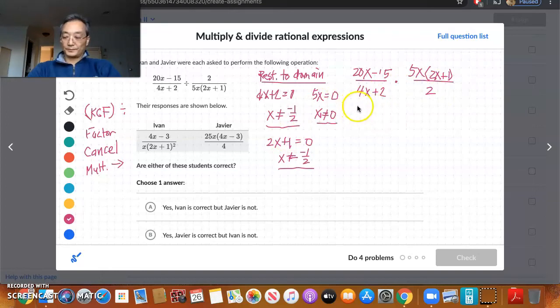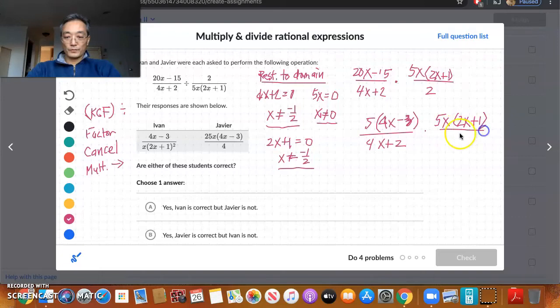Now let's factor. Looks like we can take out a 5. So 5 times 4x minus 3, that's a 3, over 4x plus 2, times 5x times 2x plus 1, over 2.